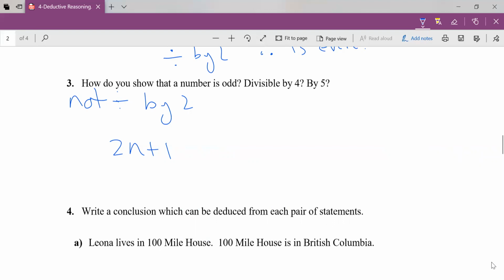Simple as that. If I want to show something's divisible by 4, well, what I'm trying to show then is that whatever I had, I can factor a 4 out of it. Okay, that 4 there would tell me I'm divisible by 4. If I want to show something's divisible by 5, I have to be able to factor out a 5, right? And so on and so forth, right? Divisible by 99, I got to be able to factor out a 99. Okay, so that's going to come up as you're doing your work.